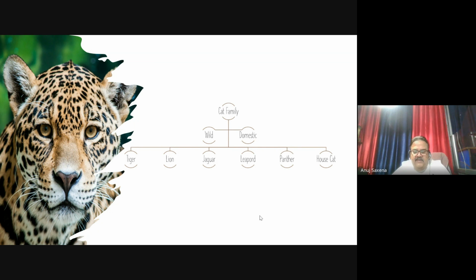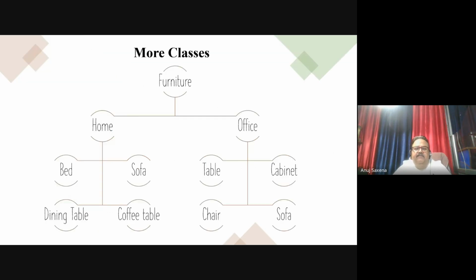So let me have another example. This is furniture. We have home furniture and office furniture. A bed is there. Obviously a bed will not be in an office, as long as you don't want a recliner or something like a couch, rather a doctor's couch and all. The bed normally won't be there, but a sofa can be there in the home also and office also. A table can be there in the home also, office also.